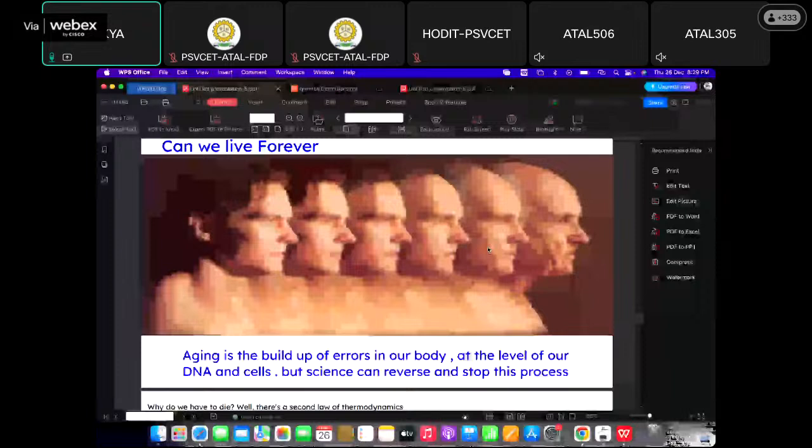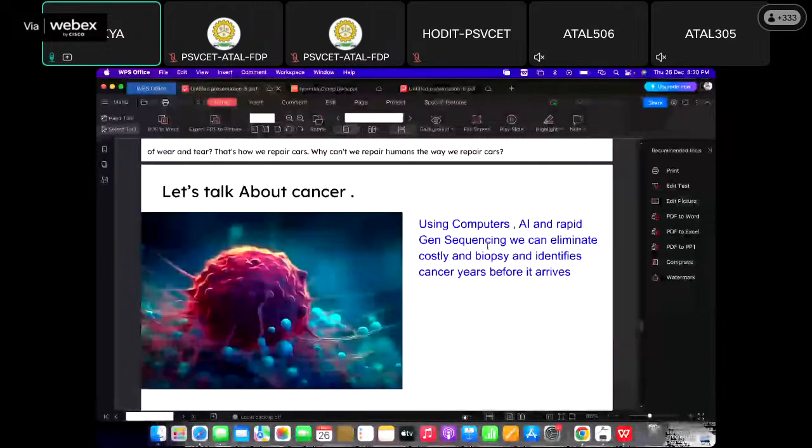So let's talk about cancer. Using computers, AI, and rapid gene sequencing, we can eliminate costly biopsies and identify the cancer years before it arrives. How do we identify cancers? We identify cancers with the help of tumors.